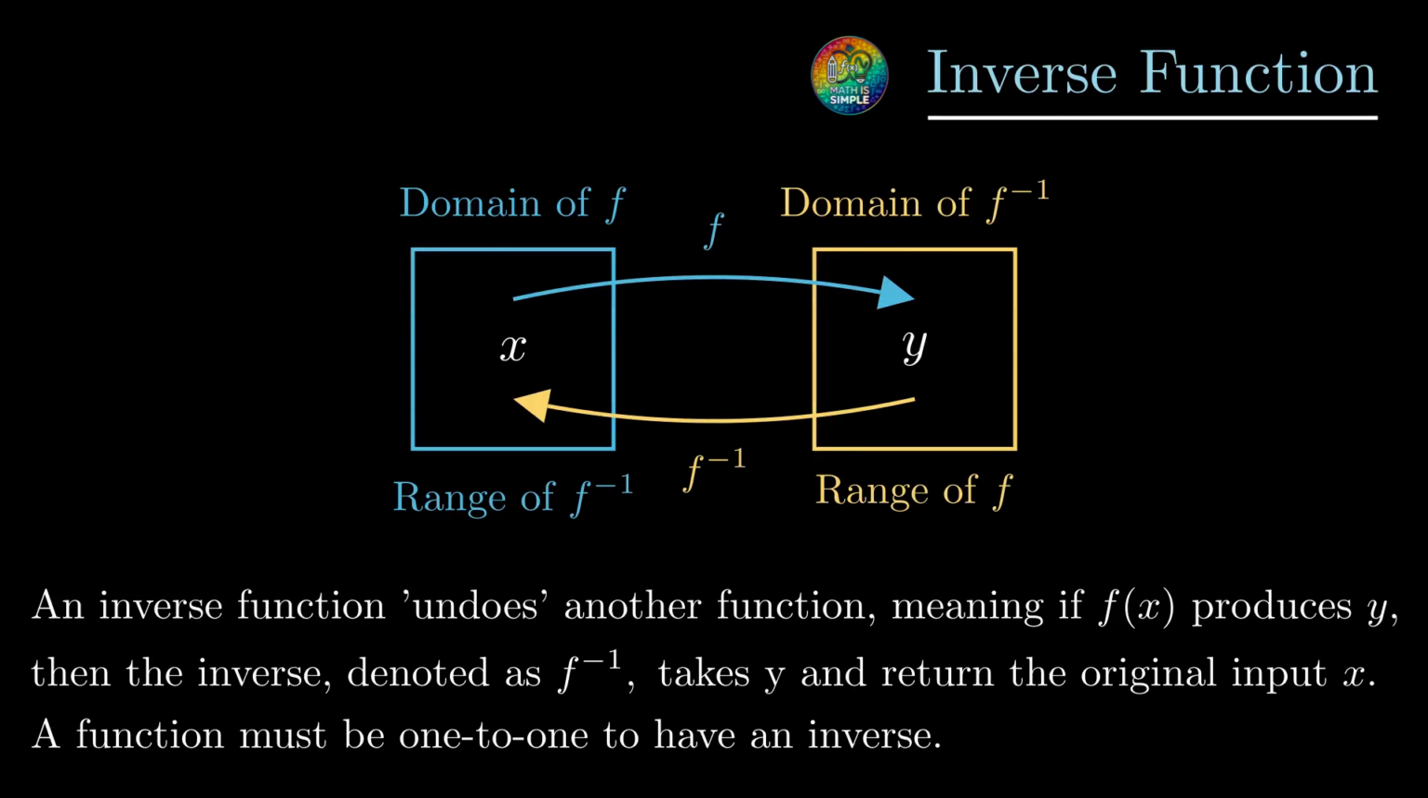Because of this undoing process, the domain and range trade places. The domain of f becomes the range of f inverse, and the range of f becomes the domain of f inverse.